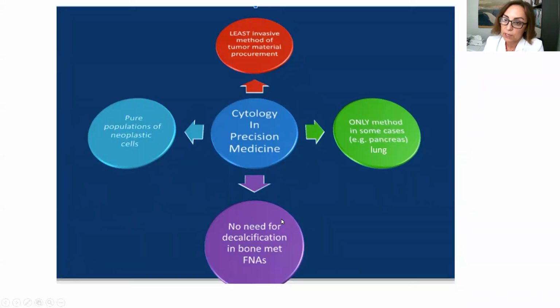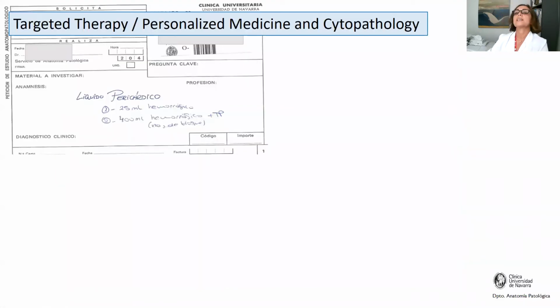And for example, in metastatic disease, there is no need for decalcification when we are doing a fine needle aspiration for bone mets, because we know that some antibodies, for example, for immunohistochemistry, don't work very well in decalcified material. So let me give you 2 examples of what I consider day-to-day personalized medicine in cytopathology.